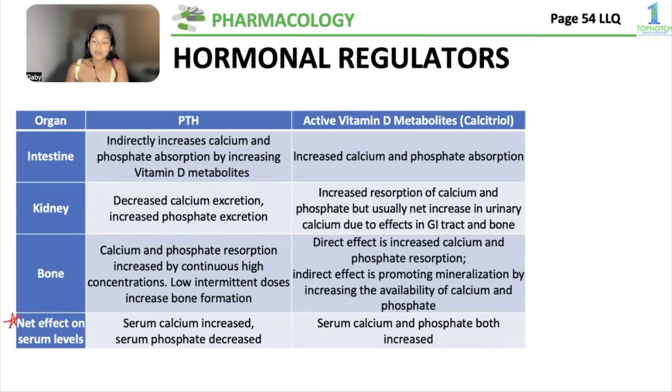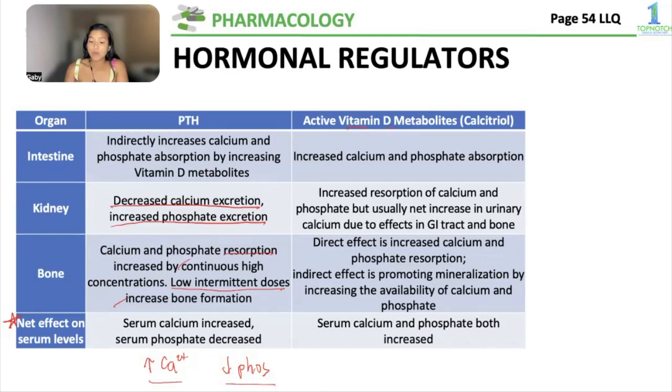The net effect on serum levels is parathyroid hormone will increase serum calcium and decrease serum phos. The reason it decreases serum phos is at the kidney, it causes decreased calcium excretion at the expense of increasing your phosphate excretion. And in terms of the bone, what is its effect? Earlier, I said it was a resorptive agent, but it depends on how you give it. If you give it continuously at high concentrations, you do get resorption of bone, but if you give it at low intermittent doses, you actually get increased bone formation. Nevertheless, the net effect that you need to know is increased calcium and decreased phos.